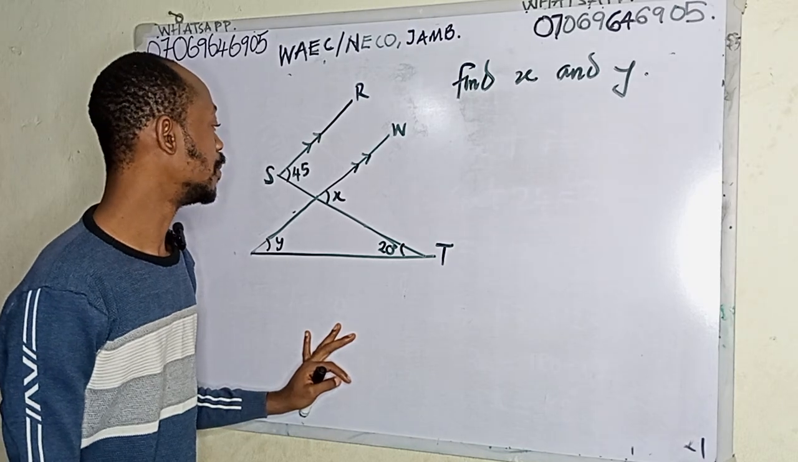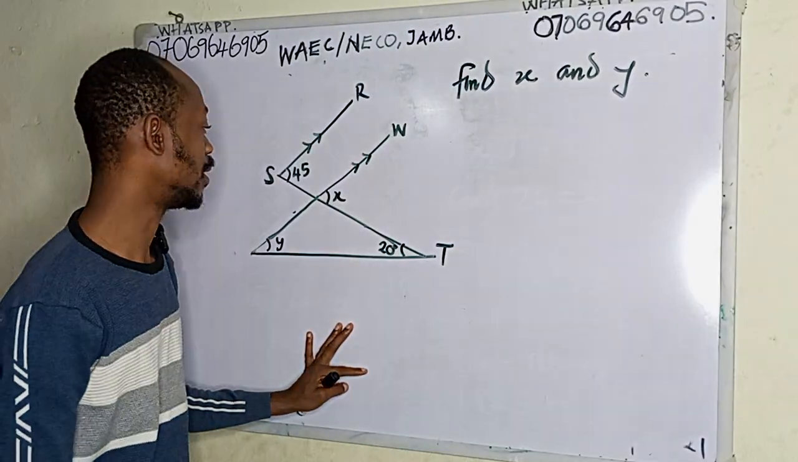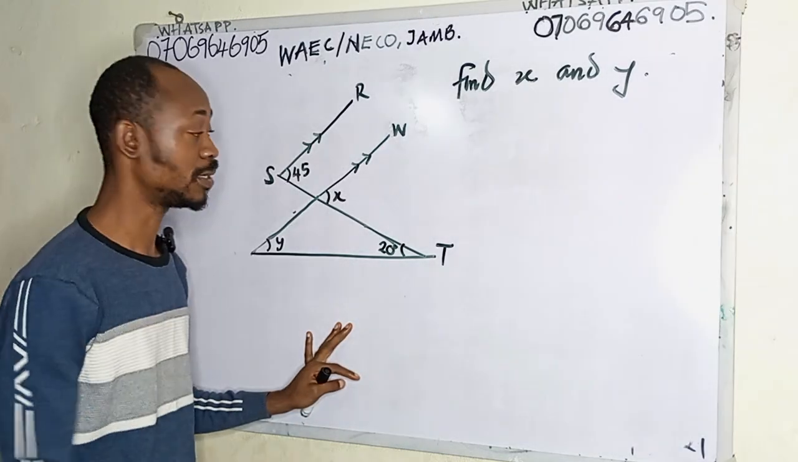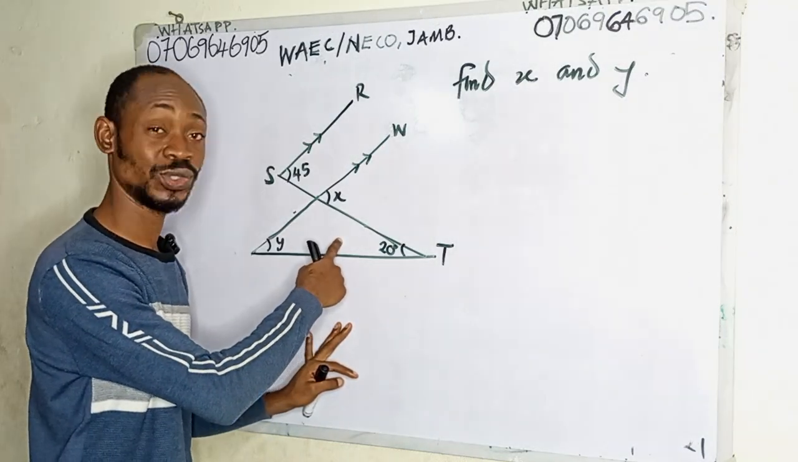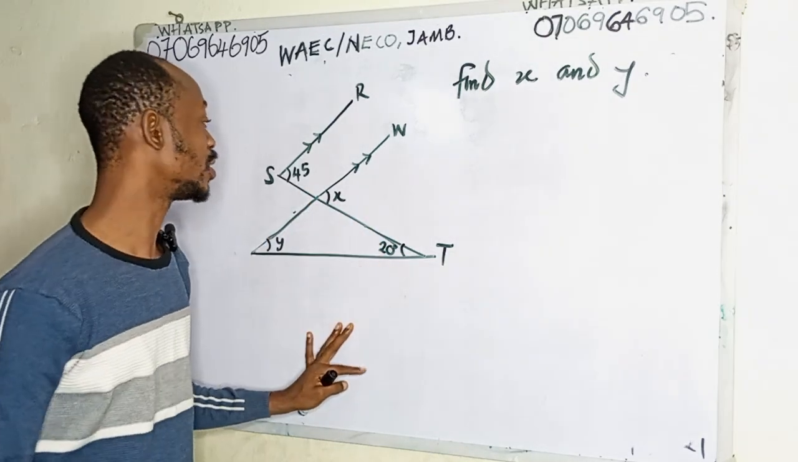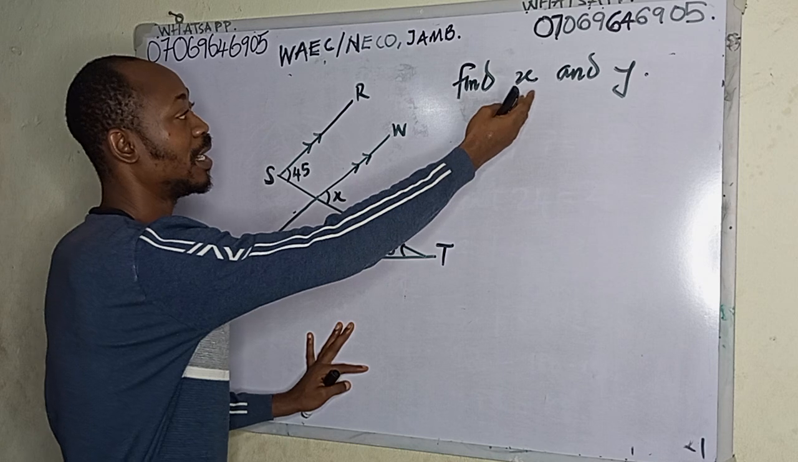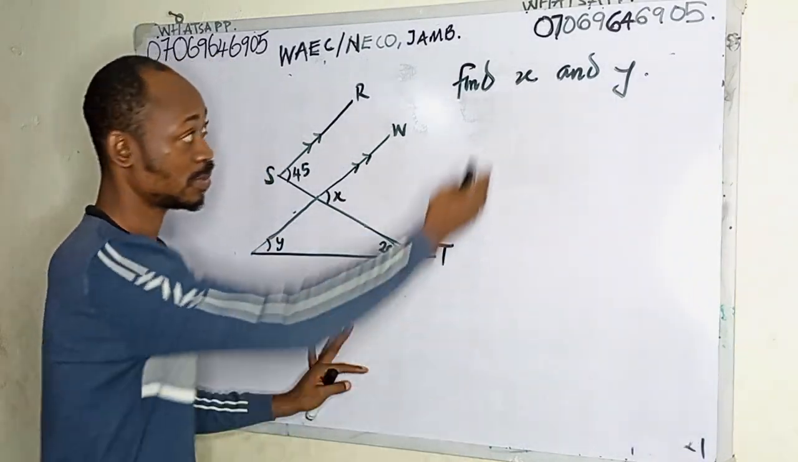All right, guys. So this is another question from this year's WAEC, and if you are quite observant, this exact question came out, I think, in 2014. Yeah, it came out in 2014. Exact same question, word for word, like this. All right. So let's try and solve it. We are asked to find the angles marked X and Y.